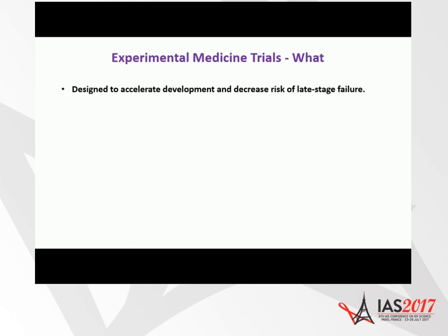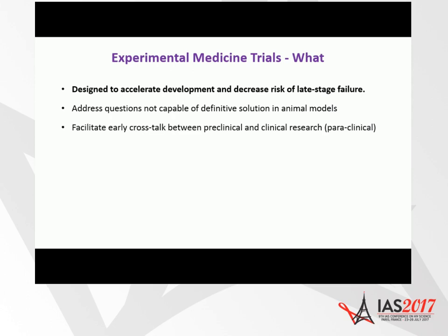So what might you want to look at? Well, obviously, in terms of experimental trials, they should be designed to accelerate and decrease the risk of late-stage failure. They should be designed to address questions that are not really able to be addressed definitively in animal models. So that would be particularly looking at antibody repertoire responses. They should be able to facilitate crosstalk between preclinical and clinical approaches, enable validation and sequential iterations for structural design.